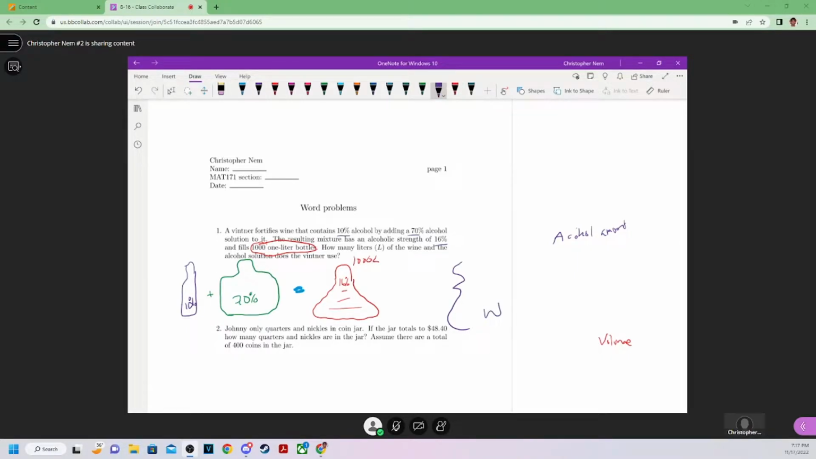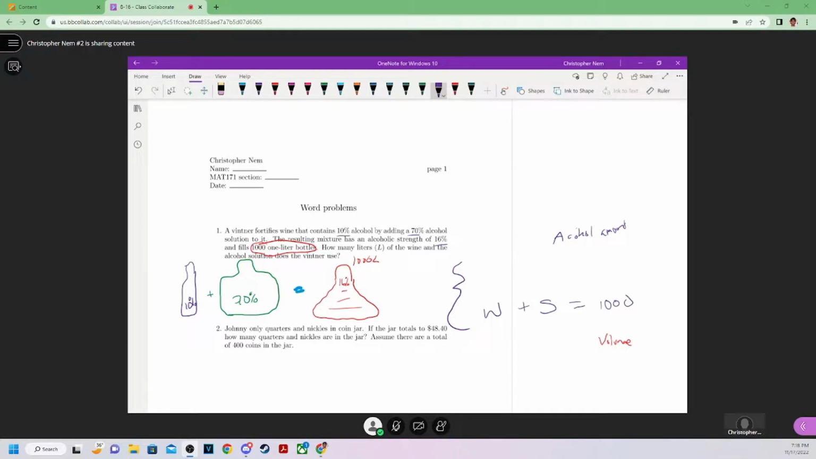I don't know how much volume W has, and I do not know how much volume the green bottle has, which is our solution, so let's just say plus S. But I do know the volume of the resulting mixture, which is 1,000 liters. So I have one equation already set up. Now, this equation has two variables, two unknowns at the moment.